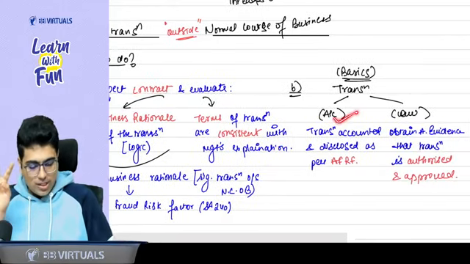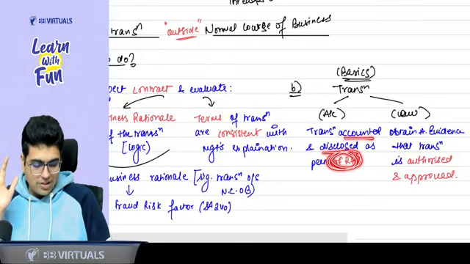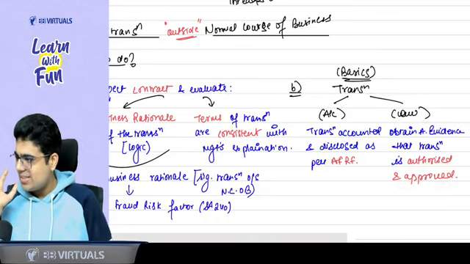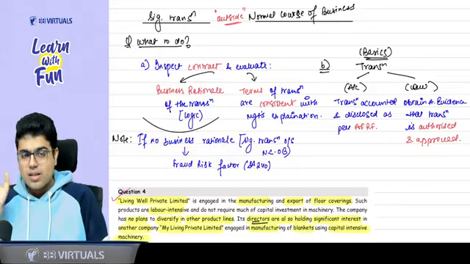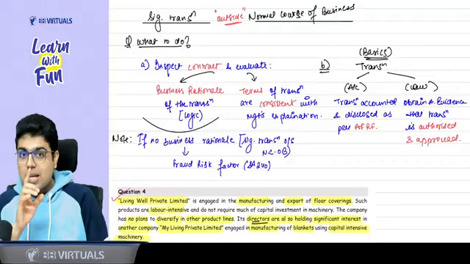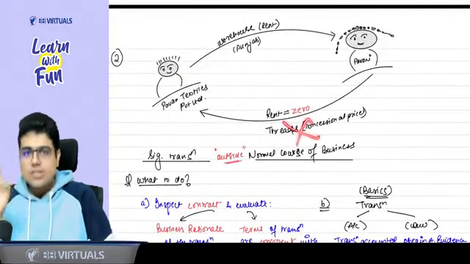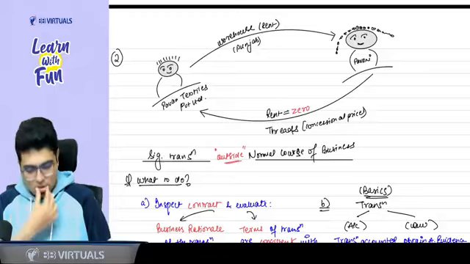Basic things: accounting and law. Accounting says that it should be properly accounted and disclosed as per applicable FRF. Law says that it should be authorized and approved. Easy, sir. If there is no business rationale, then there can be a fraud risk factor. If there is no logic to this transaction, then it can be a fraud risk factor. So understand that as an auditor.